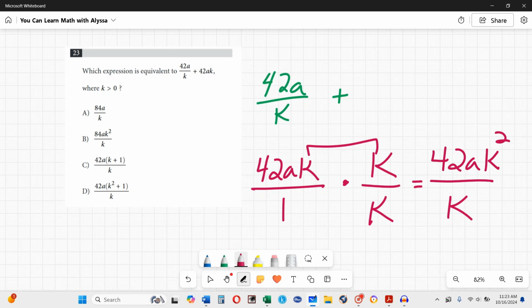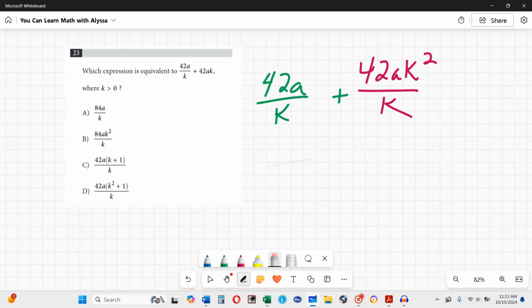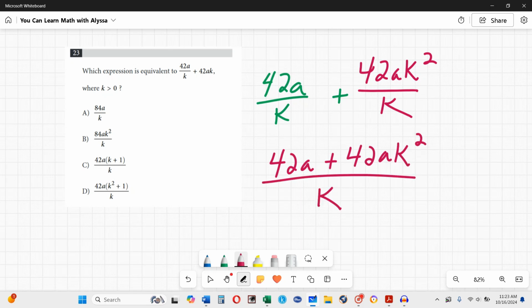Okay, I've converted it, and now I can add them. So that is going to be 42a plus 42ak squared, all over k. As soon as we have that common denominator, just like 1/3 plus 1/3 equals 2/3, that denominator stays the same. We just add the top numerators together.